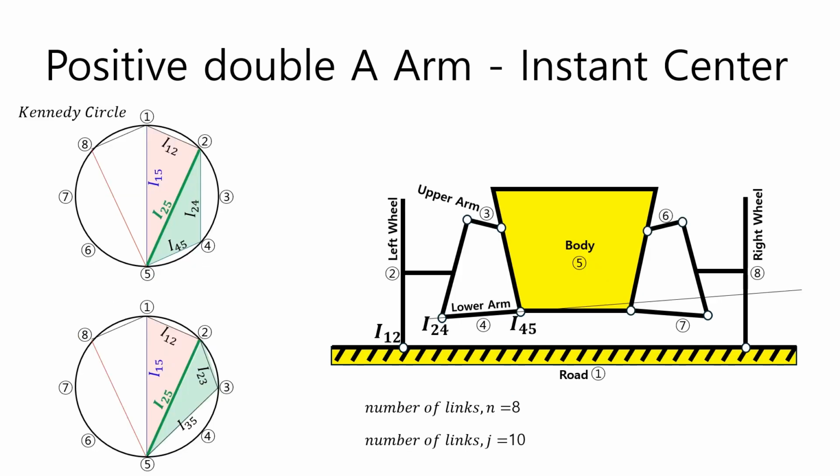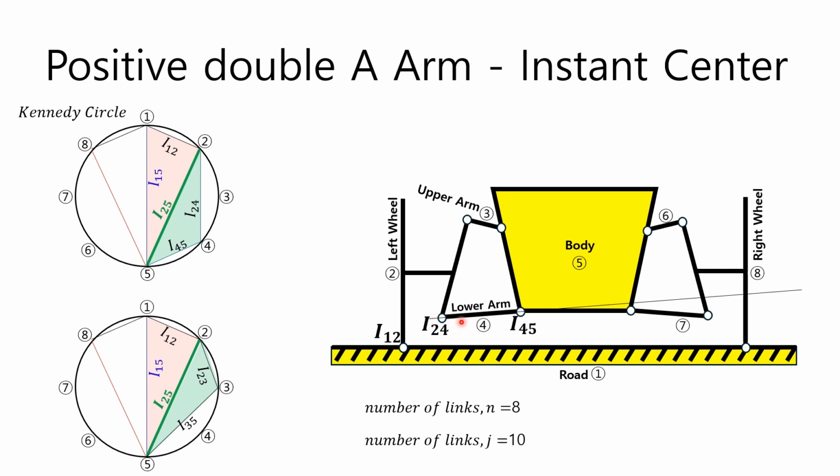In the Kennedy circle, excluding the triangle 125 that we have already looked at, the triangles that share the straight line I25 are link 245 and link 235. Let's look at triangle 245 first. If we look at triangle 245 in the right figure, it consists of left wheel 2, lower arm 4, and body 5. Instant center I24 and instant center I45 are joints connecting two adjacent links, so they can be easily found as shown in the right figure.